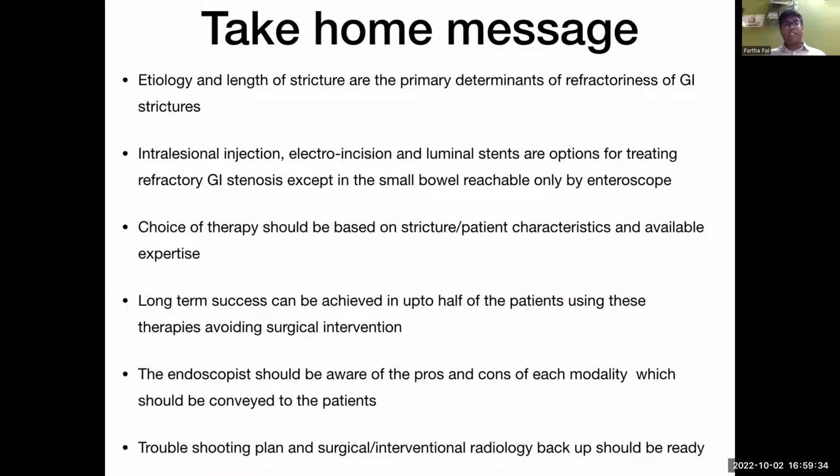So the take-home message is that the etiology and length of the strictures are the primary determinants of refractoriness of GI strictures. Intralesional injection, electroincision, and luminal stents are options for treating refractory GI stenosis, except in the case of small bowel reachable only by endoscope. Choice of therapy should be based on stricture or patient characteristics and available expertise. Long-term success can be achieved in up to one-third to half of patients using these therapies, avoiding surgical intervention. The endoscopist should be aware of the pros and cons of each modality, which should be conveyed to the patients. A troubleshooting plan and surgical or interventional radiology backup should be ready. So thank you.